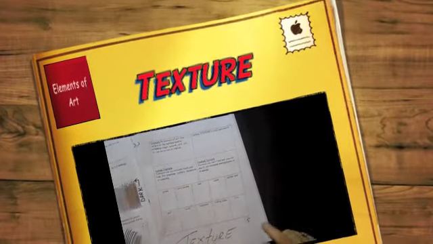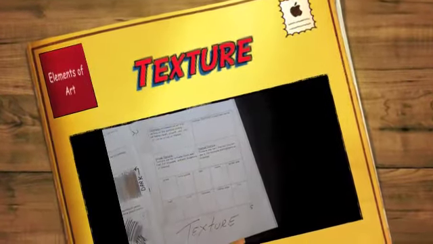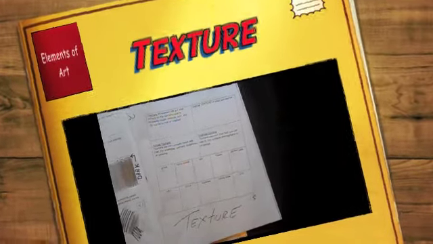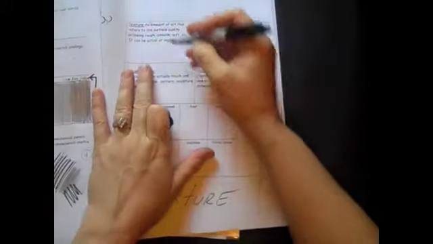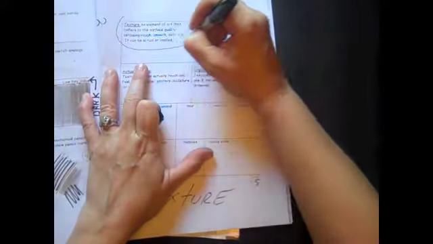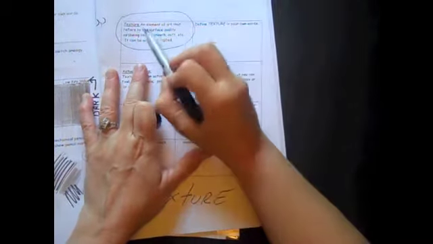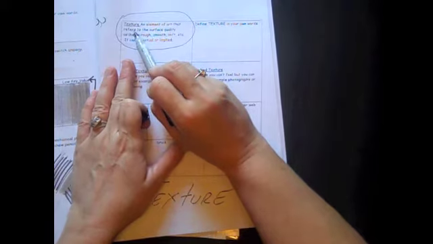Texture. Page 5, texture. Super focus on the count of 3 to the definition on texture. Super focus, 1, 2, 3. Shh. Circle that. And we're going to read it together out loud in clear, concise voices.